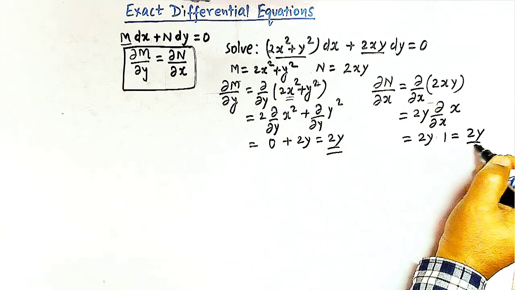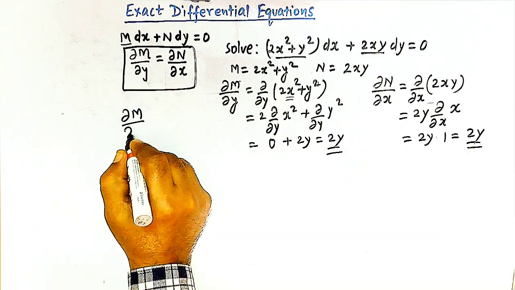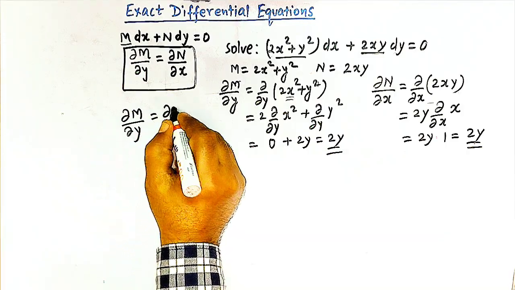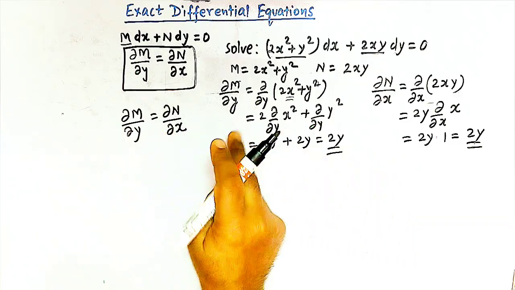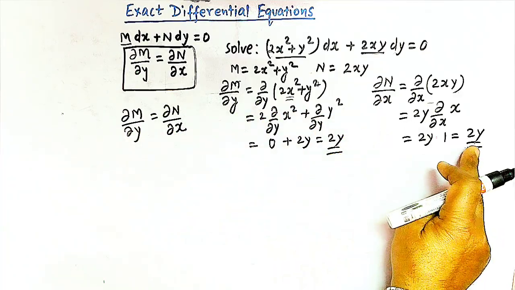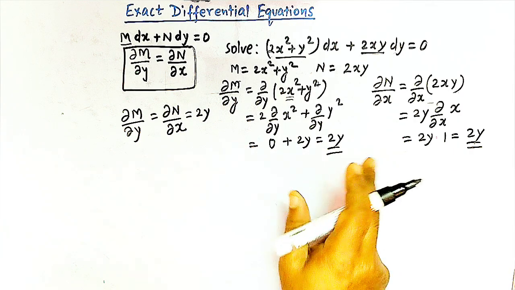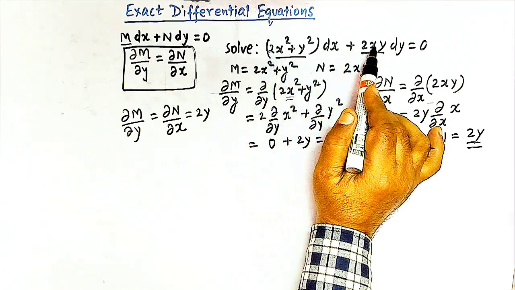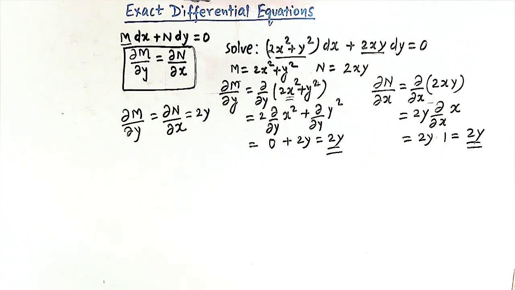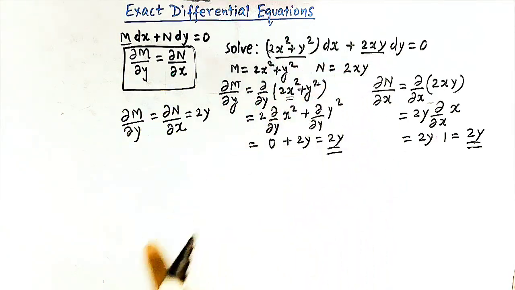So now we can see that this condition, that is del m over del y is equal to del n over del x, and here both these partial derivatives are equal, and the common value is 2y. So this suggests that this given differential equation is an exact differential equation. So let us now find out the solution of this equation.